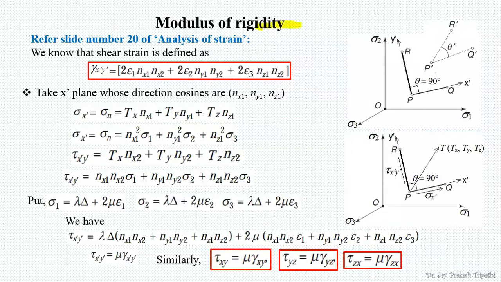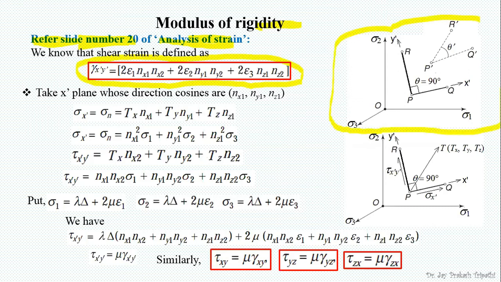Modulus of rigidity. In the analysis of strain, we have already derived this equation. You can refer to slide number 20 of analysis of strain for further detail, where the same situation has been considered, and under this situation we have derived the shear strain.